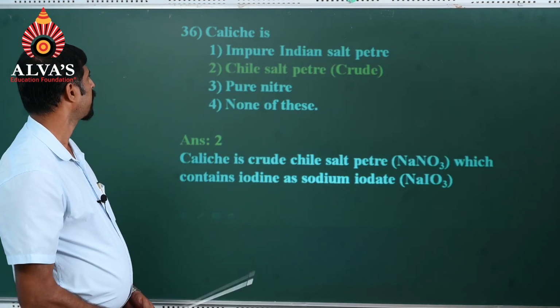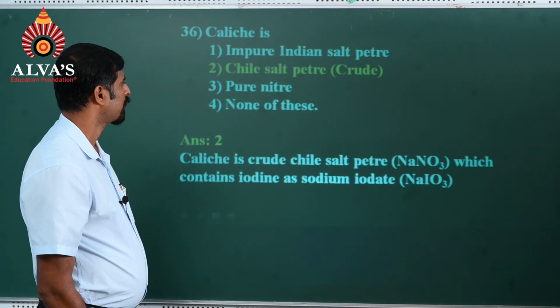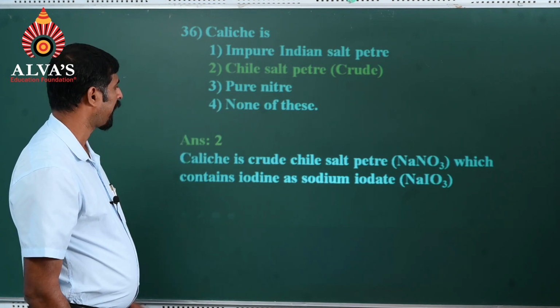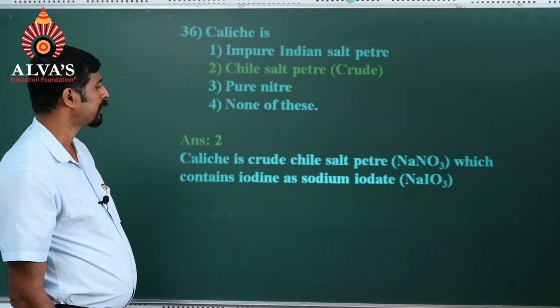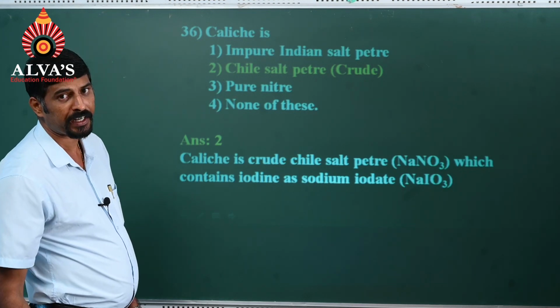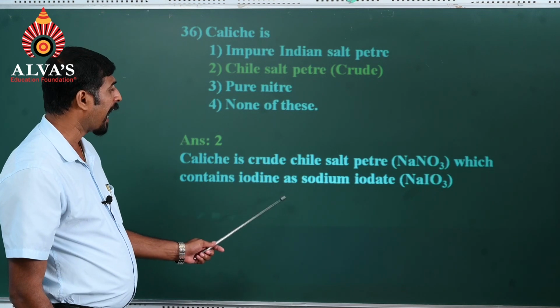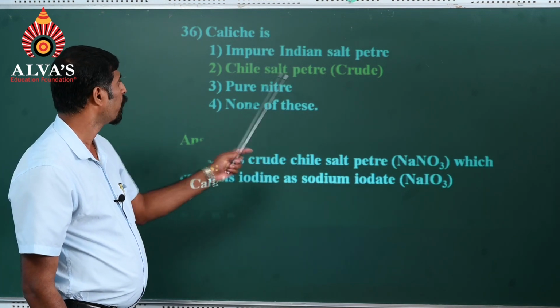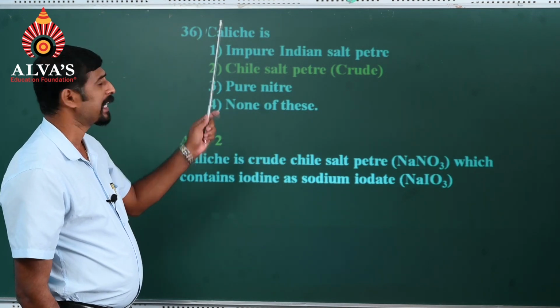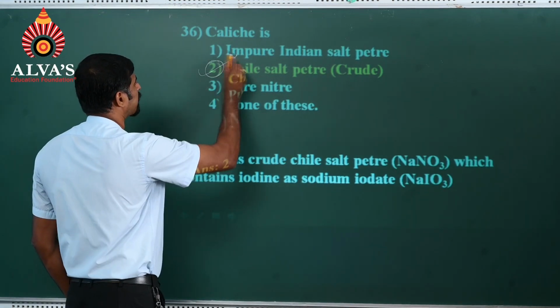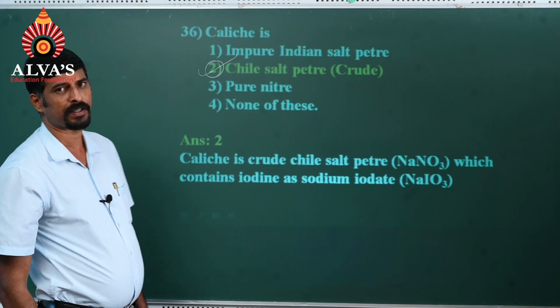Next, question number 36. Caliche is. The caliche is nothing but the Chile saltpetre. Sodium nitrate is called Chile saltpetre. Potassium nitrate is called Indian saltpetre. Caliche contains iodine as sodium iodate. Therefore, option second is the right answer.